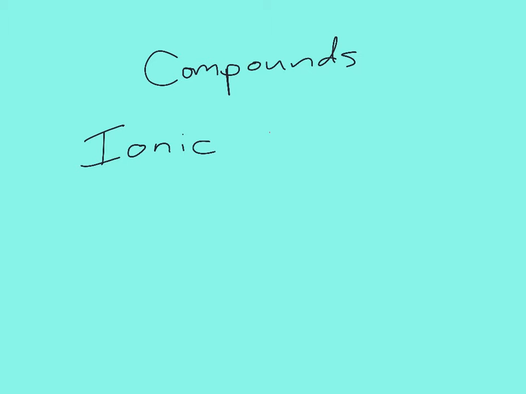All right, for compounds, we've looked at two types of compounds. We've had ionic compounds, and those involved a metal and a non-metal. So if we look at something and we see a metal and a non-metal, that will form an ionic bond.